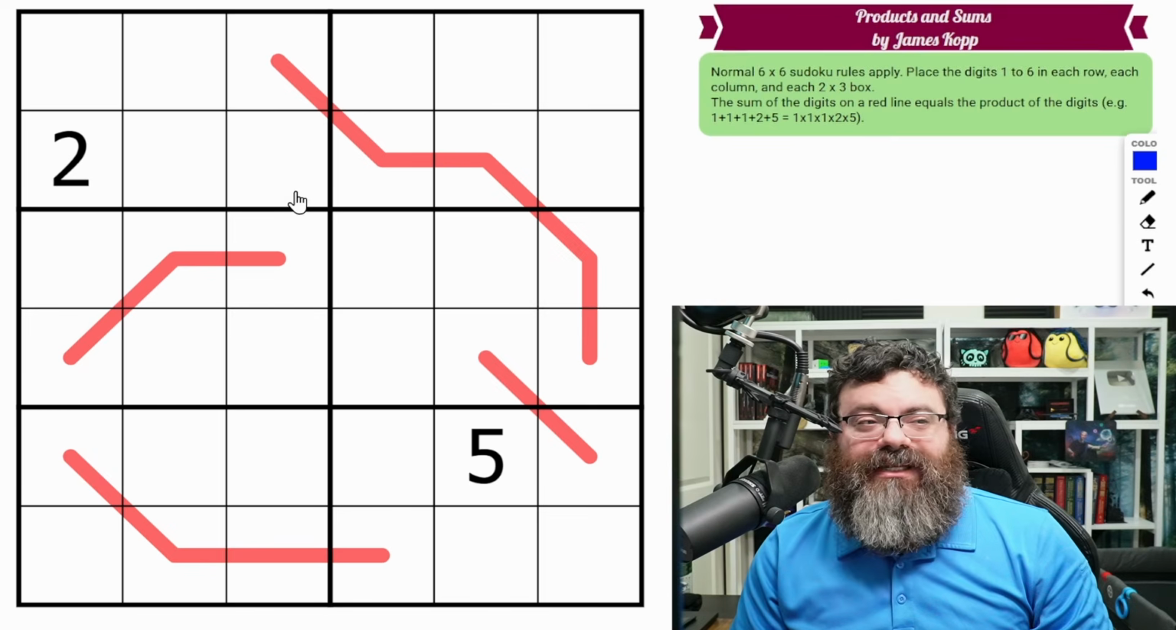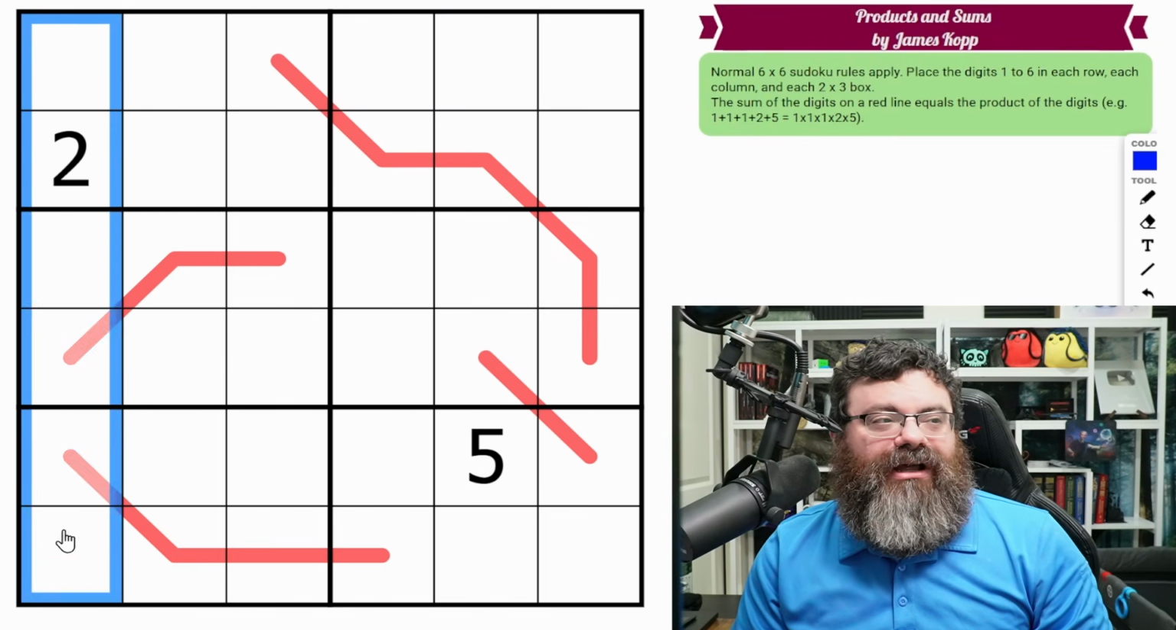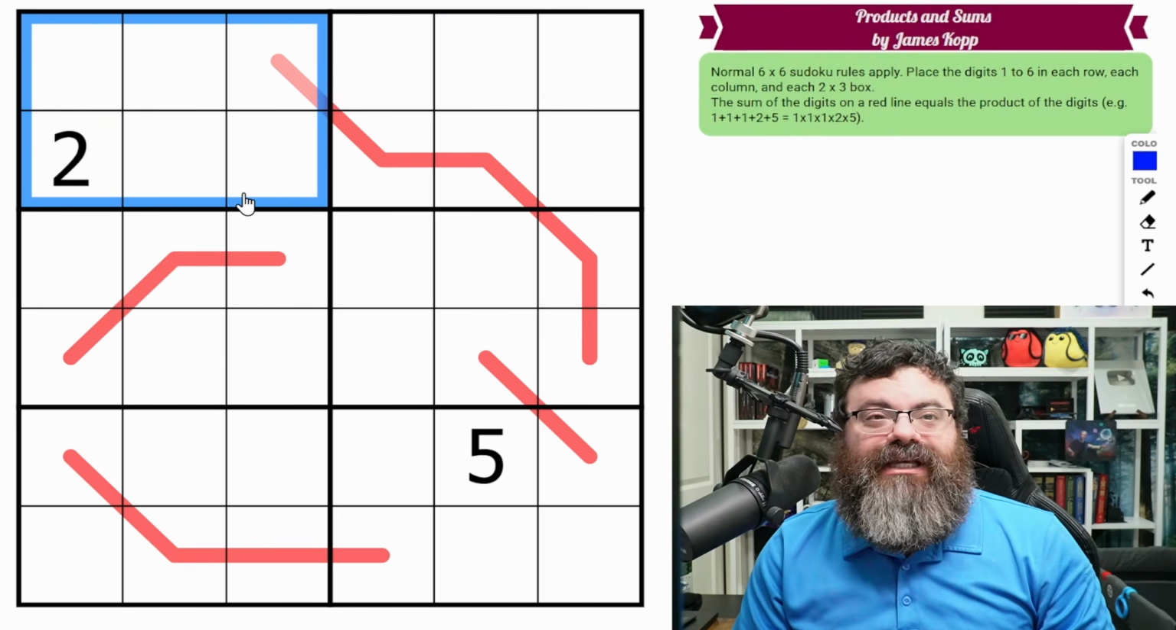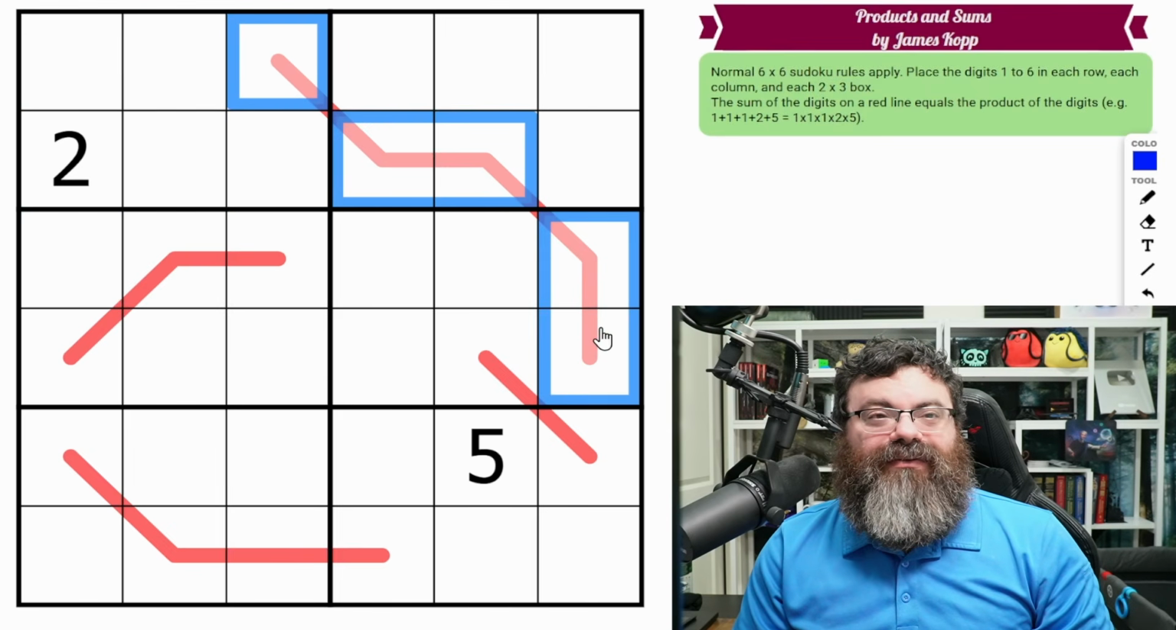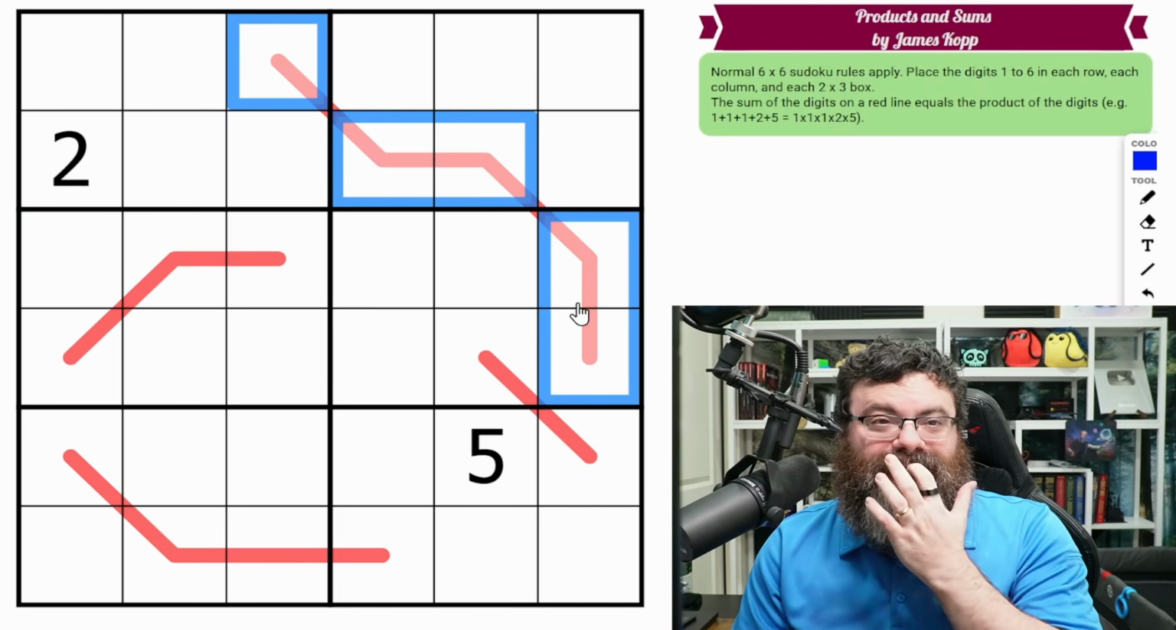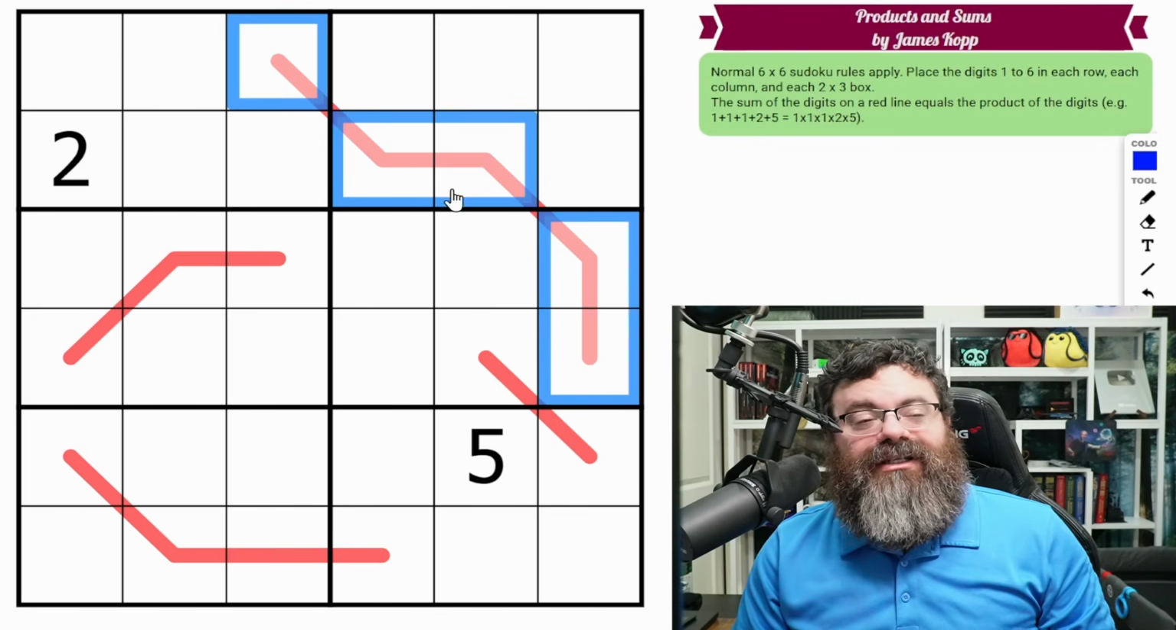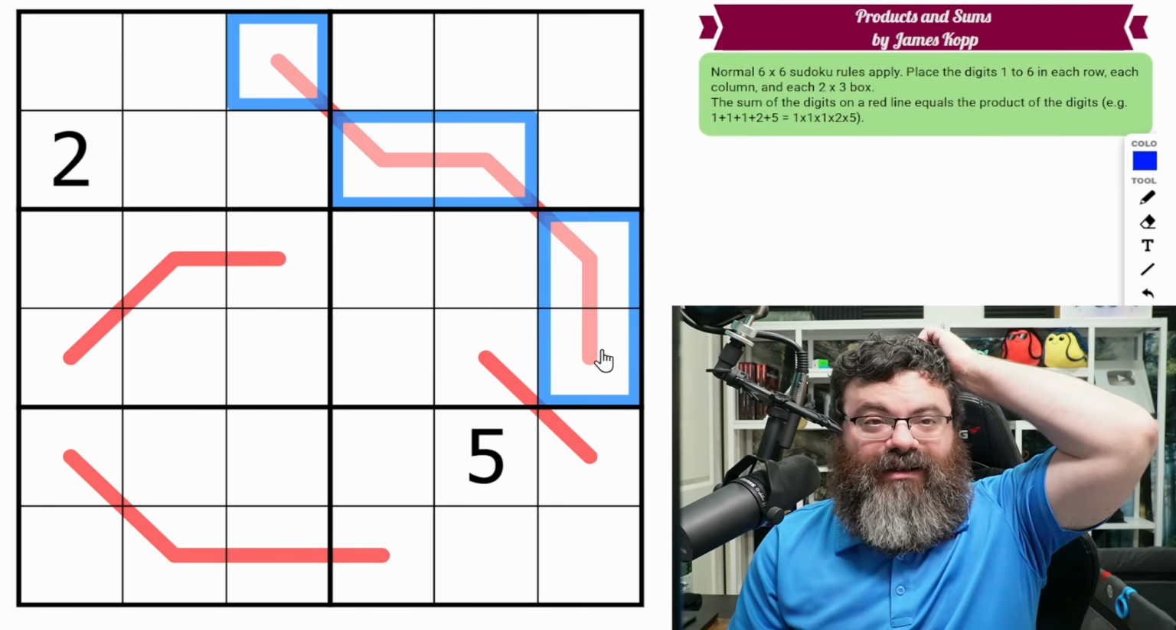So we have normal 6x6 Sudoku rules, so in each row, each column, and each 2x3 box, we are placing the digits 1 to 6 exactly once each. We also have these red lines in the grid. These are product and sum lines. So the sum of the digits on the line equals the product of the digits.